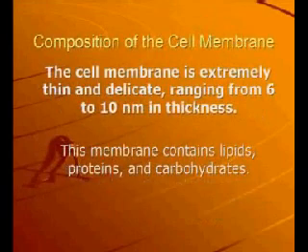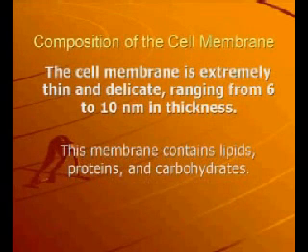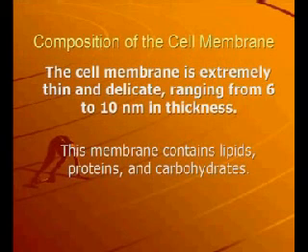Composition of cell membranes. A cell membrane is extremely thin and delicate, ranging from 6 to 10 nanometers in thickness. This membrane contains lipids, proteins, and carbohydrates, structures of which we have discussed in previous lectures.